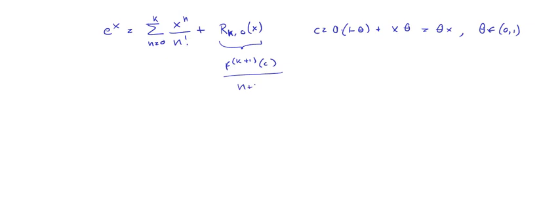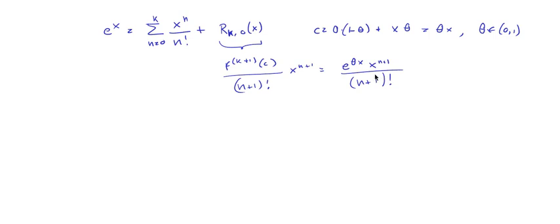Divided by n plus 1 factorial times x minus a, in this case, which is 0, x to the n plus 1, right? Now the derivative of the exponential is always the same, so this is going to be e to the c, or in other words, e to the theta x times x to the n plus 1 divided by n plus 1 factorial, right?